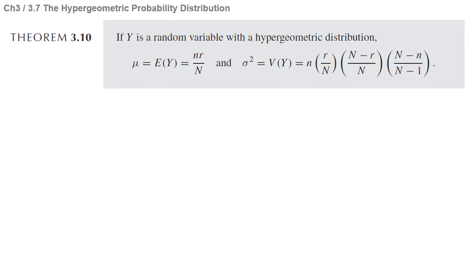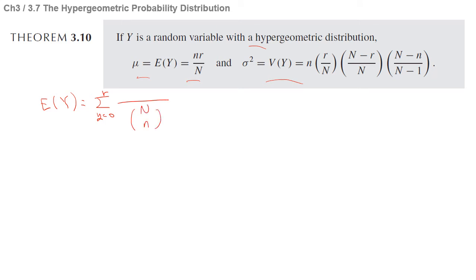Okay, let's look at theorem 3.10. If Y is a random variable with hypergeometric distribution, the mean and variance are these. This is theorem 3.10, and to prove this, the expected value of Y is equal to the sum over y equals 0 to r, and the probability is given by the hypergeometric formula with N choose n in the denominator.